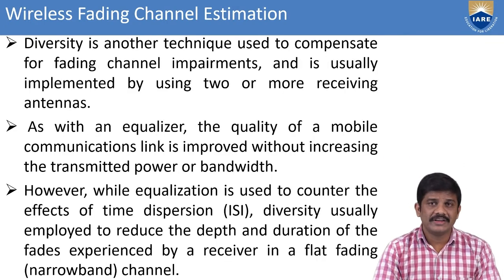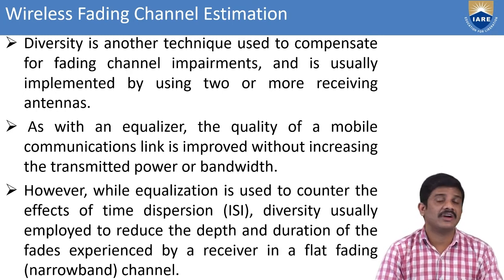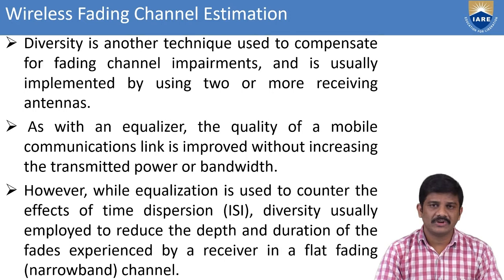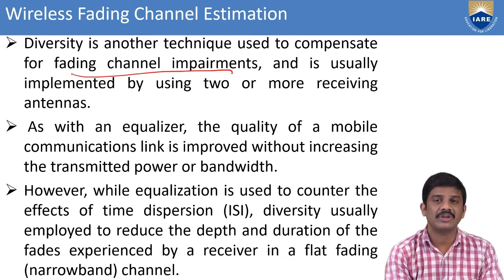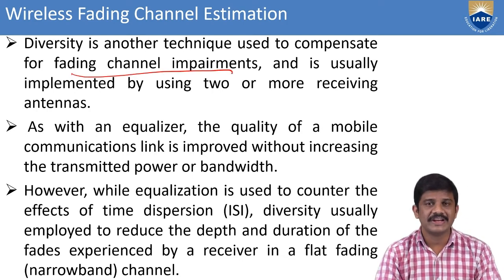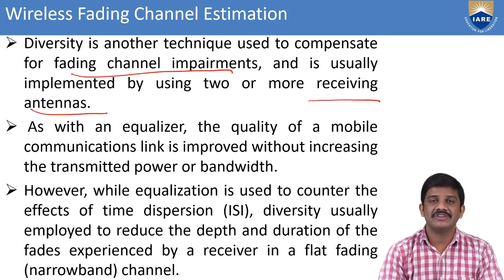In wireless communication, coming to propagation, we have three different types of techniques: equalization, diversity, and coding. What is diversity? It compensates for fading channel impairments. For that we go for diversity techniques, and it is implemented by using two or more receiving antennas, when it is needed.